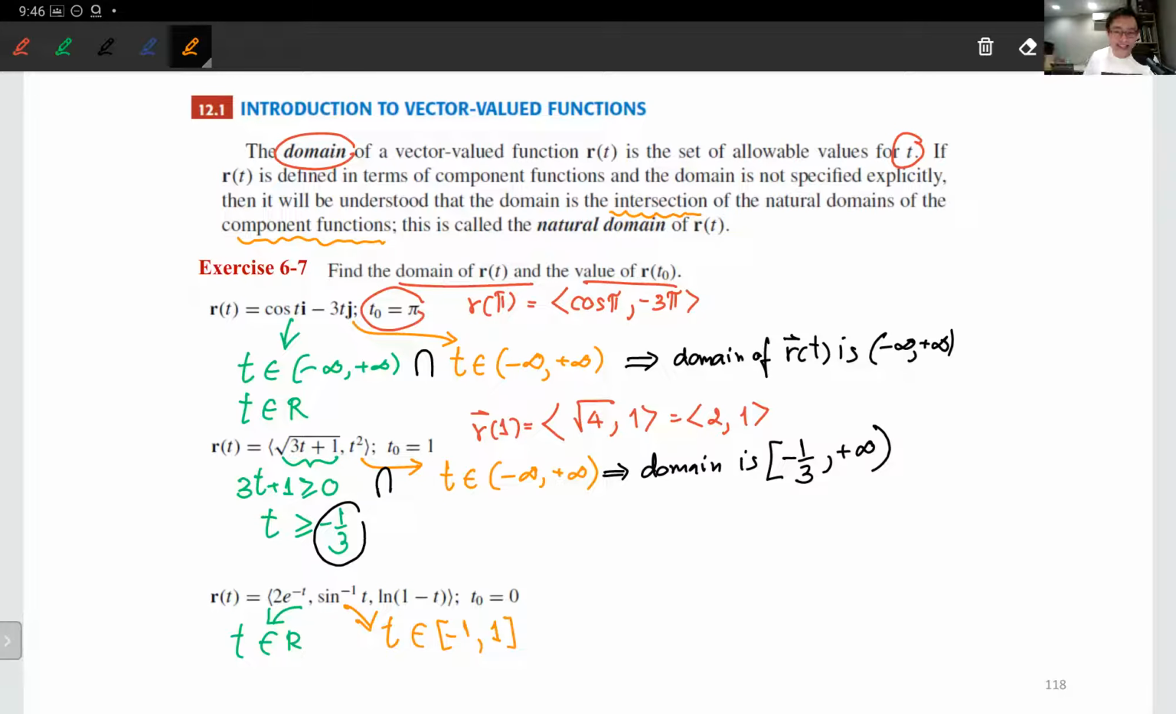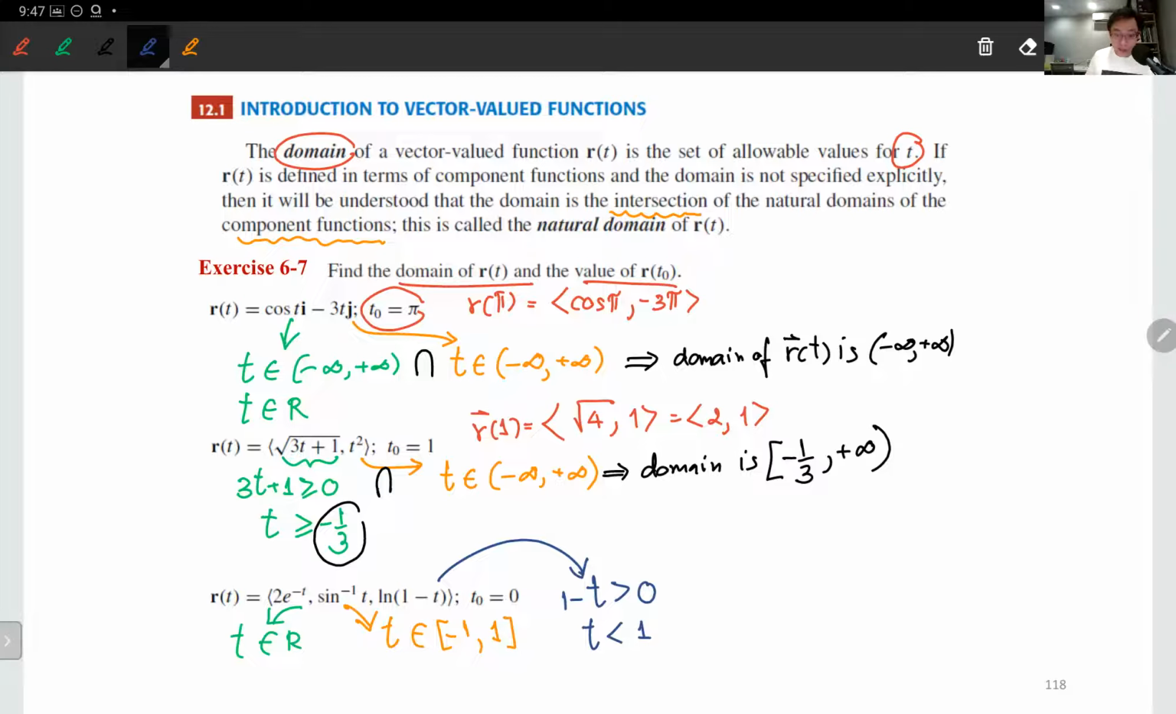Okay. And the last component, this is a tricky space. Okay, let me pop it up here. Now you have a natural log of 1 minus t. So the argument 1 minus t for the logarithmic function has to be non-negative, and it's not allowed to be 0. So that means the argument of this natural log has to be positive. So the requirement of this one is 1 minus t must be greater than 0. Or that means in this case, t must be less than 1.